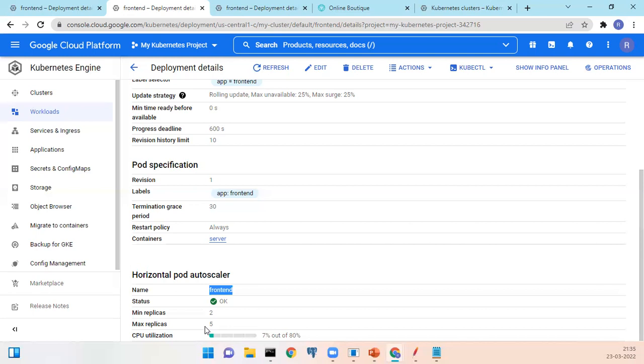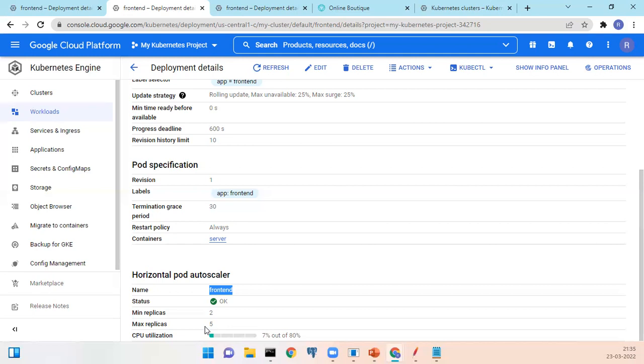So what is minimum replicas? Minimum replicas is the minimum number of replicas that will be available irrespective of the load on the system. And what is maximum replicas? Maximum replicas is the maximum number of replicas that will be created as and when load on the system increases. That's how auto scaling works.